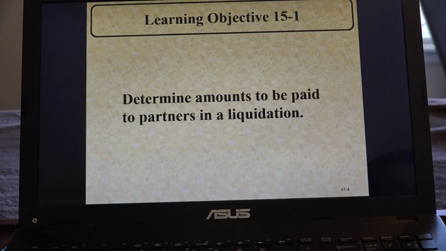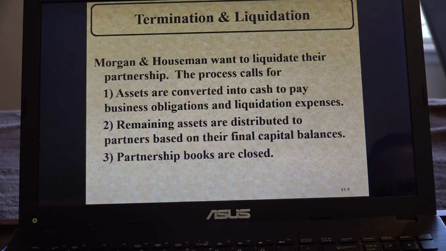All right, so first thing we want to look at is an example of how we determine the amounts to be paid to partners in a liquidation. And so we have Morgan and Houseman. They want to liquidate their partnership. The reason why is really of no concern.